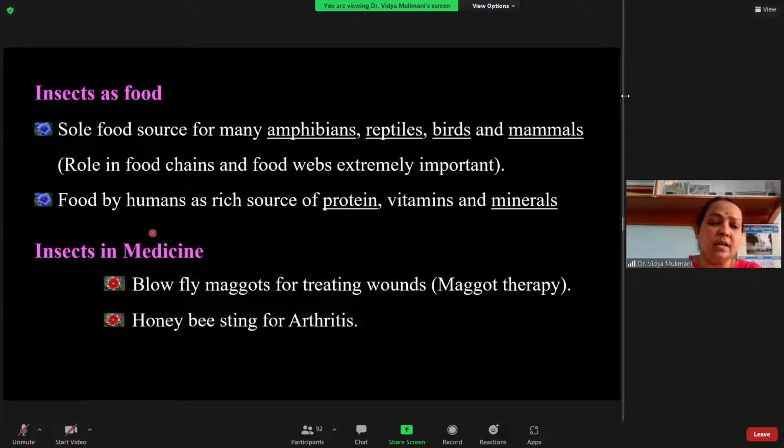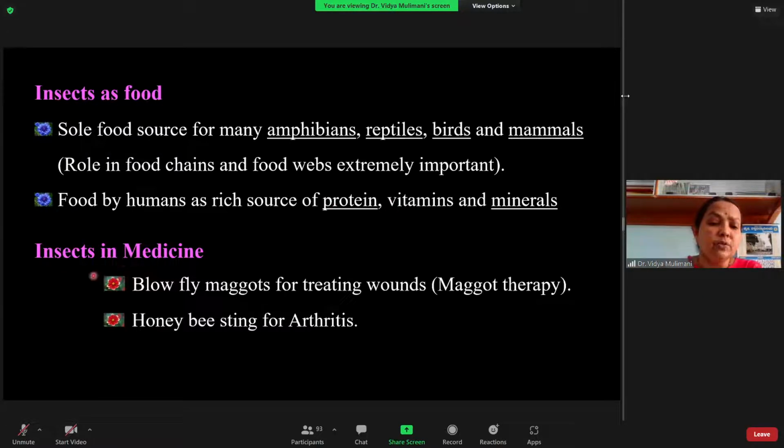This is why I'm telling you, the source of protein you get from insects is very rich. Insects are very rich in protein, plus vitamins and minerals, but the fat content is very low in insects. That is one advantage why you can think of eating insects.